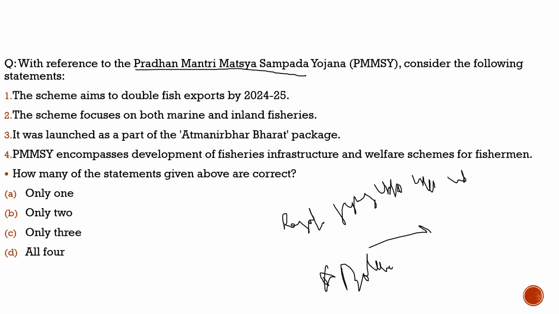Here the question says, with reference to the Pradhan Mantri Matsya Sampada Yojana, consider the following statements. First statement, the scheme aims to double fish exports by 2024-25, 100% correct. Second statement, the scheme focuses on both marine and inland fisheries, 100% correct. It was launched as a part of the Atmanirbhar Bharat package, 100% correct. It encompasses development of fisheries infrastructure and welfare schemes for fishermen, 100% correct. So how many of the statements given above are correct? All four are correct.